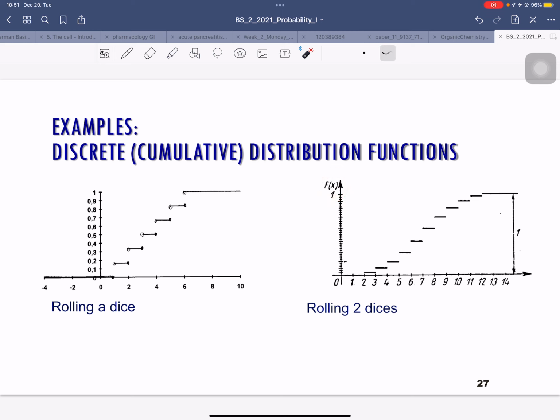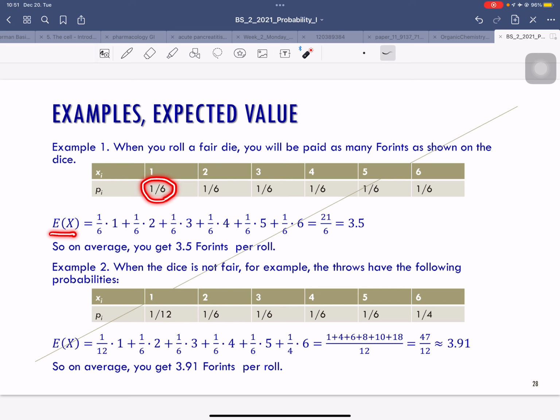For example, for one die, we can find E of x: for each possibility, multiply the probability by the number, plus probability times number, and so on, and in the end we find the result. On average, we get 3.5 for the rolling of this die. But consider an example when the die is not fair, with the following probabilities: for 1 it is 1 over 12, 2 is 1 over 6, 3 is 1 over 6, 4 is 1 over 6, 5 is 1 over 6, and 6 is 1 over 4. In this case, using the same calculation, the number would be 3.91. On average, you get 3.91.